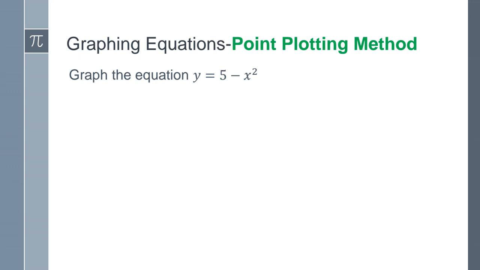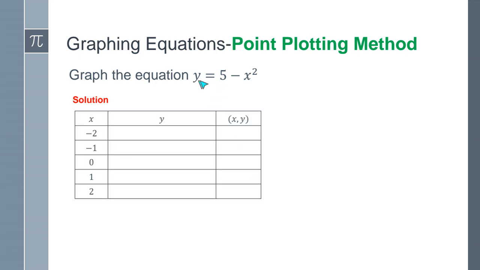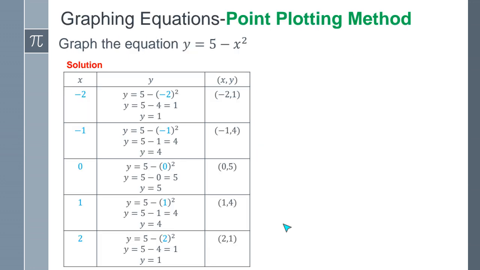Let's try another one here. So we have y equals 5 minus x squared. And just to save a little bit of time, here's the work, and then these are our points.